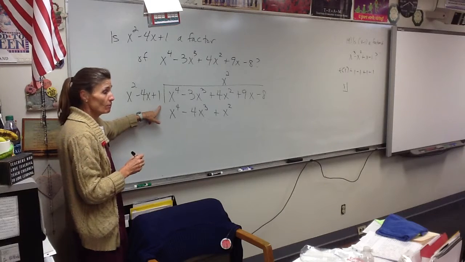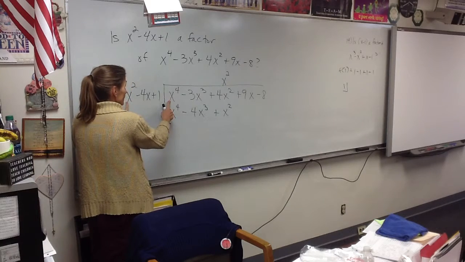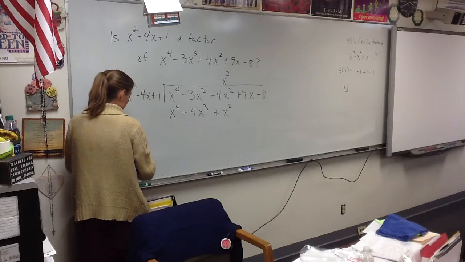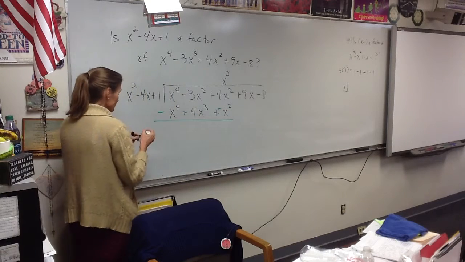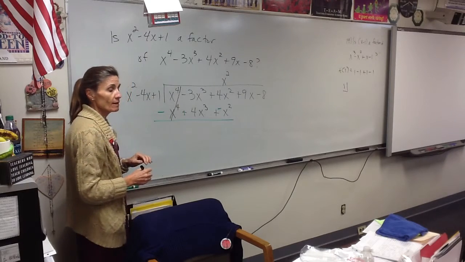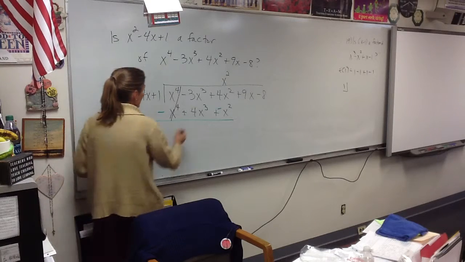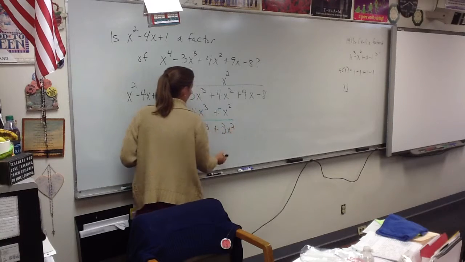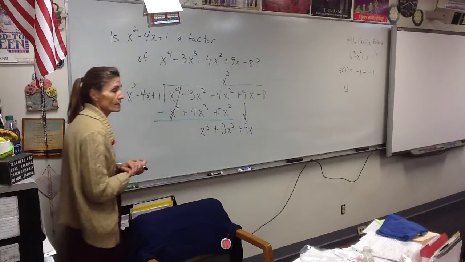So I said to myself, what do I need to take times this x squared to get this x to the 4th? You said x squared. So now I'm going to take that x squared times all of these. Now I'm going to subtract. These will cancel. If they don't, you have messed up. I mean, that's the purpose. You want those to cancel. So now I have an x cubed, a 3x squared, and I'm going to bring down my next term, which is a 9x.